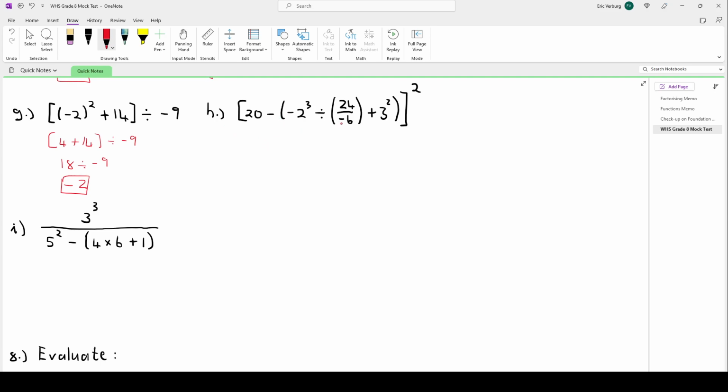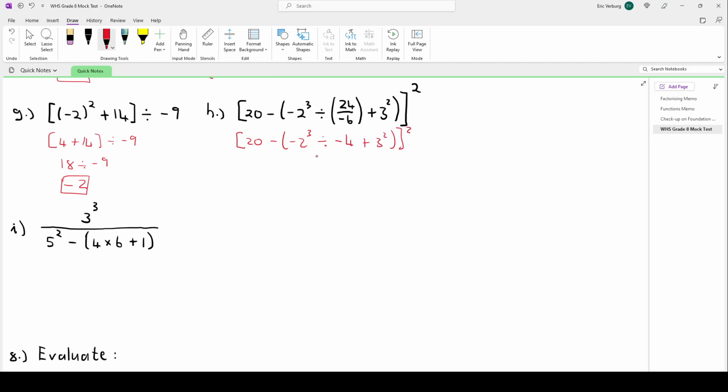So let's start inside the bracket here. Inside this bracket, we've got another bracket. So 24 divided by -6 is going to be -4. Let's rewrite everything else. Minus bracket -2 cubed divided by, and we said 24 divided by -6. Positive divided by negative is negative. 24 divided by 6 is 4. And then plus 3 squared. Close bracket, close another bracket, all squared.